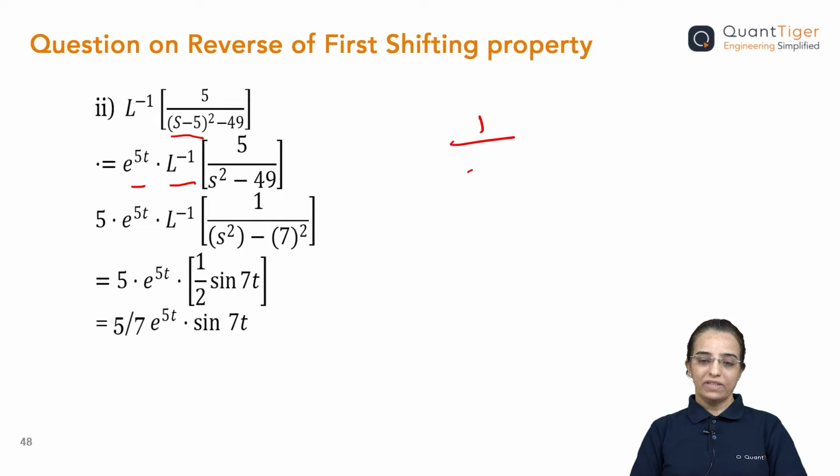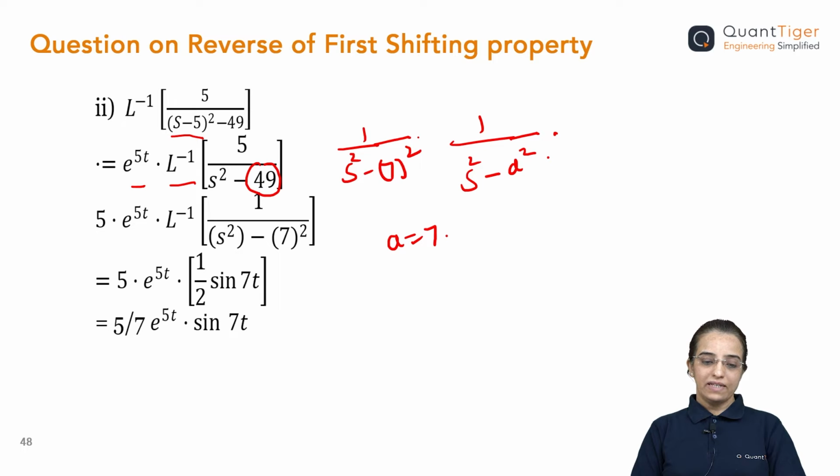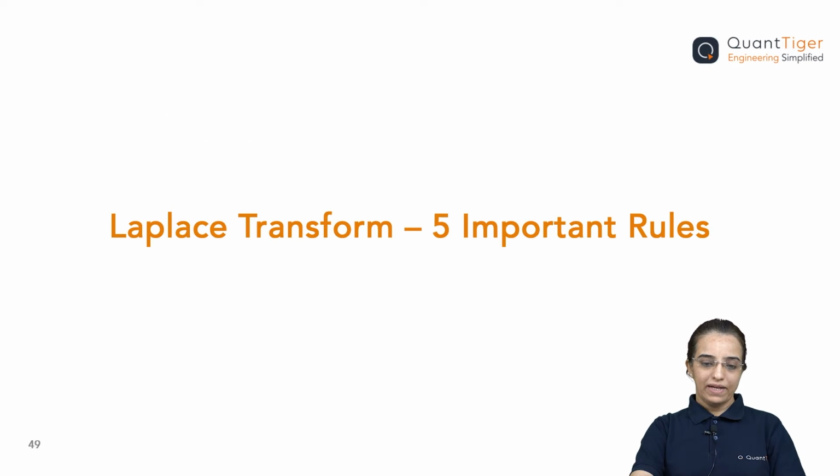Then you start comparing with this formula 1 upon s square minus a square. So this is the formula of sinh at, जहाँ पर a की वैल्यू हमें 7 है यहाँ पे, because you can write it in terms of 7 square. So this is how we can write it. So a की वैल्यू हमें पता चल चुकी है which is 7. So now as per the formula we can write 1 upon a into sinh at, यहाँ पे जो a है ये 7 होना चाहिए. So if you multiply it here, 5 by 7 e to the power 5t sinh 7t. It's a basic formula, how we apply it.